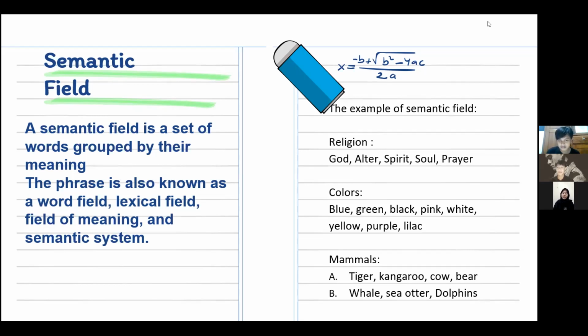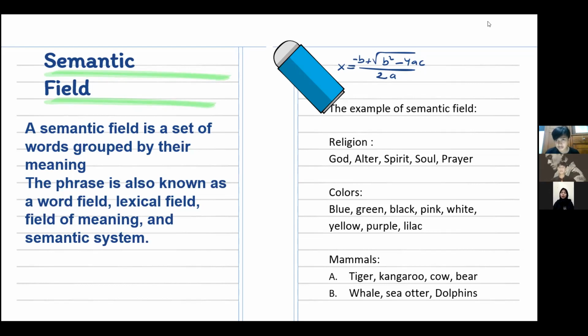Okay, so here I have some examples. The first is religion. There is God, altar, spirit, soul, and prayer, and other words related to religion. Next I have color. There is blue, green, black, white, pink, yellow, purple, lilac.